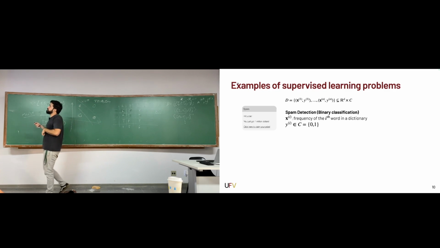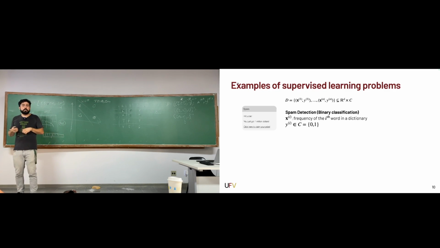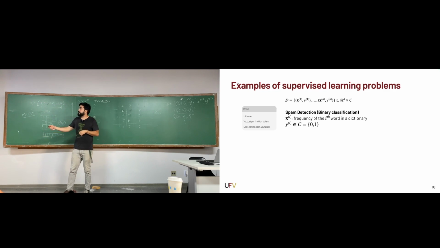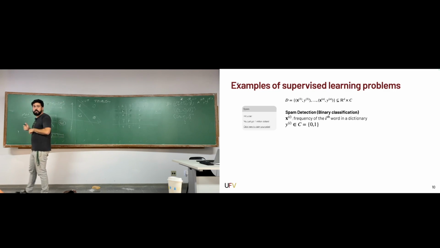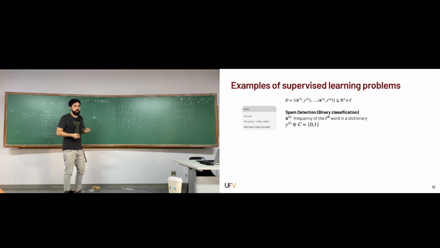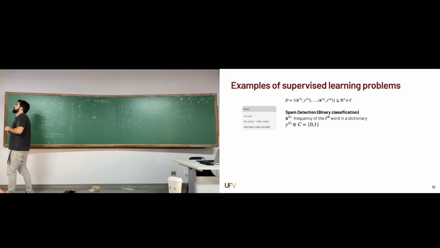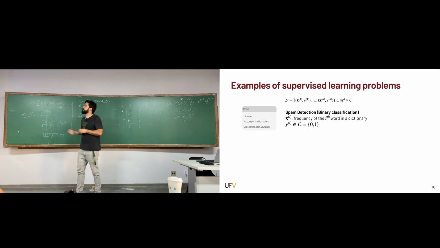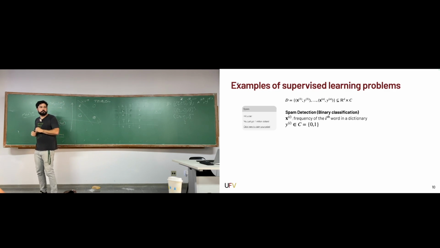In this kind of problem, we call it binary classification. It's classification because we have a finite number of classes. Our set C here, which is our label space, only has two values, 0 or 1. So the labels of this problem can only be 0, not spam, or 1, spam. Okay? Because we only have two labels, we call this a binary classification problem.